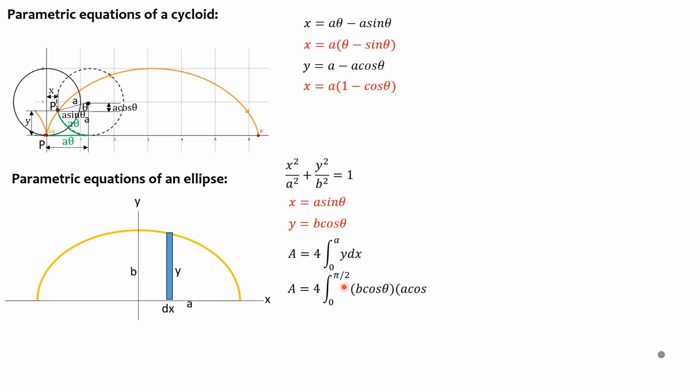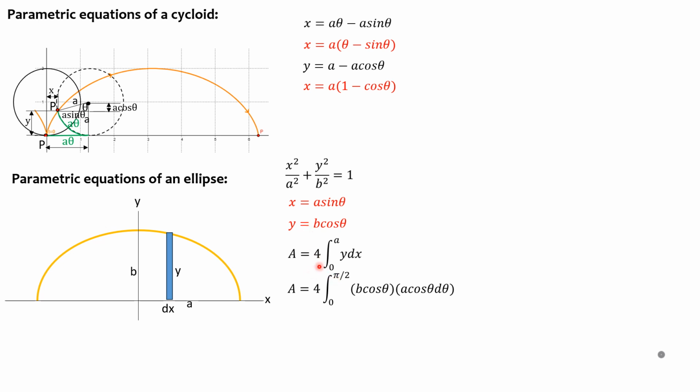From 0 to pi over 2, because when the variable of integration is x, when x is 0, 0 over a is 0, and inverse sine of 0 is 0. But when x is a, a over a is 1, and inverse sine of 1 is pi over 2, 90 degrees, or pi over 2 radians.